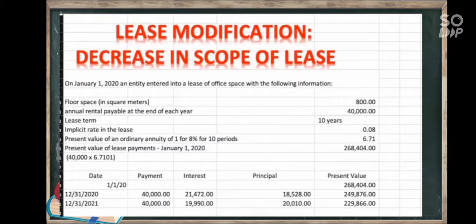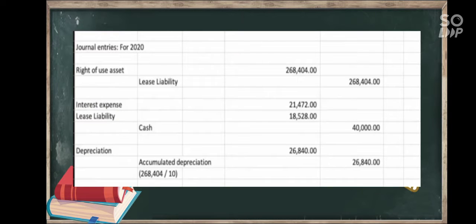So, ang iyahang annual rental payable, 40,000. So, less sa interest, ang ato ang principal is 18,528. So, on December 31, 2021, ang present value is 229,866. So, journal entry na po ta for 2020.